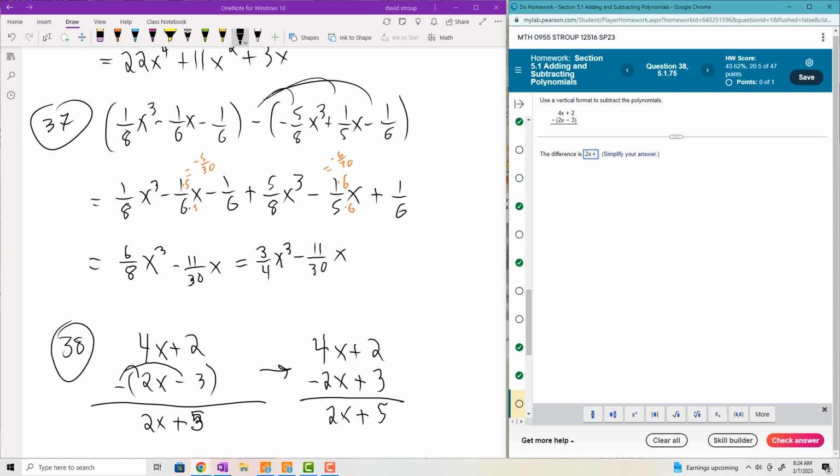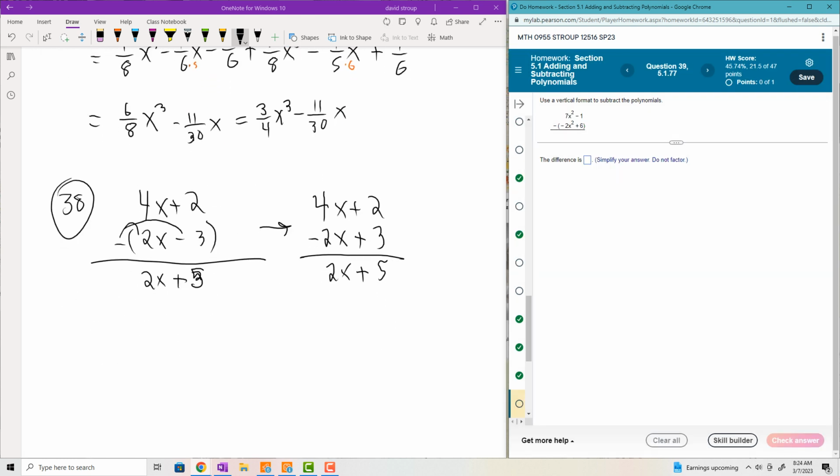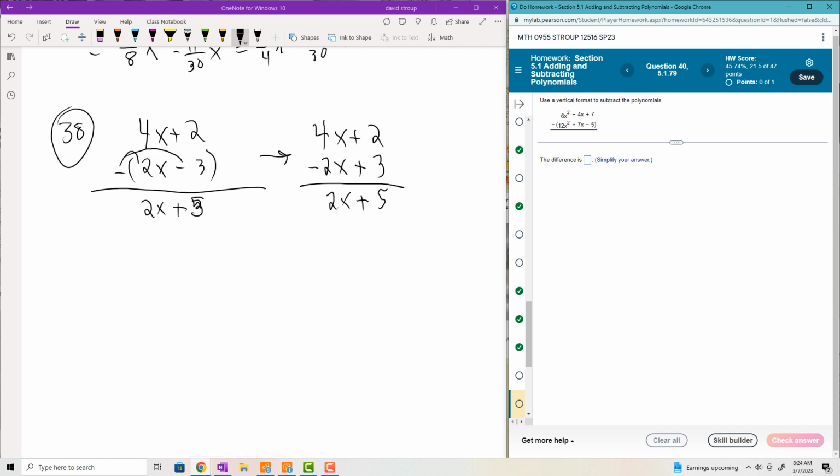2x plus 5. I guess in the beginning, if you've got to write it out, you've got to write it out. But ultimately, we want to make it so you can do these in your head. Let's try number 40. 6x squared minus 4x plus 7, and then minus 12x squared plus 7x minus 5.